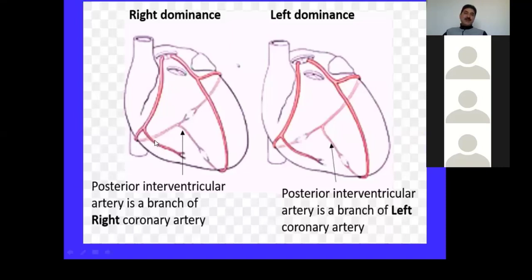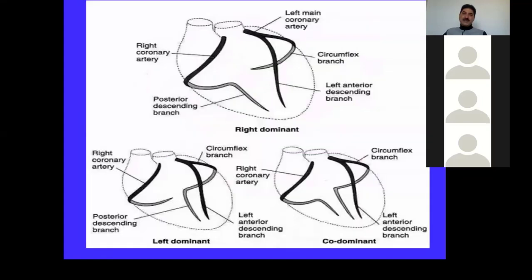Posterior interventricular on the right side, you will say is given by the right coronary artery. So you label this as right dominance. Here posterior interventricular is given by the left coronary artery. So it is left dominance.